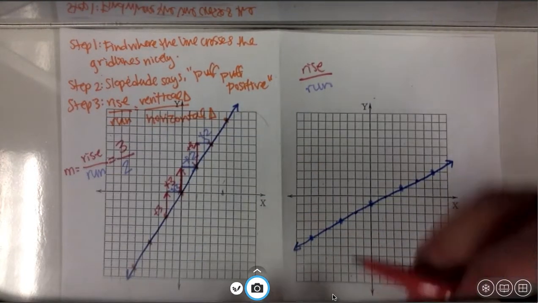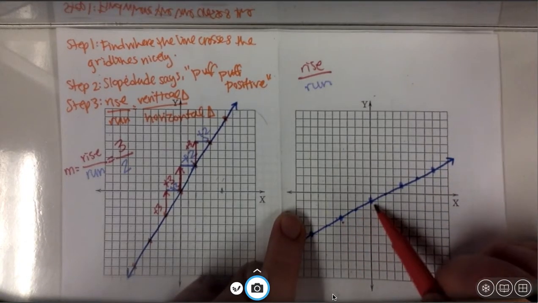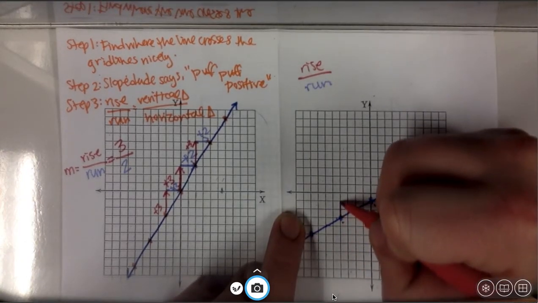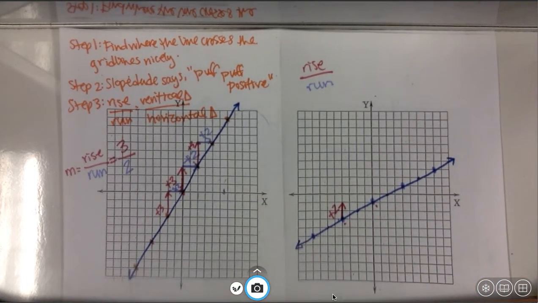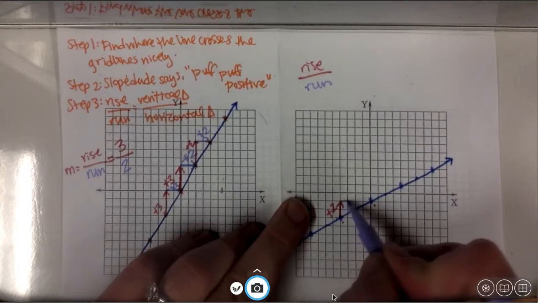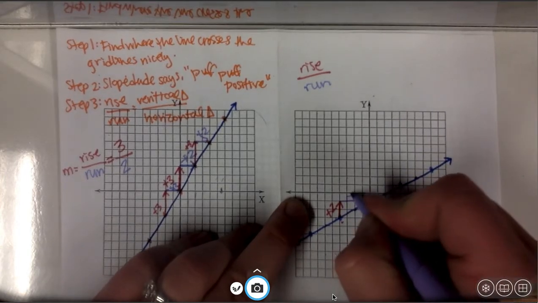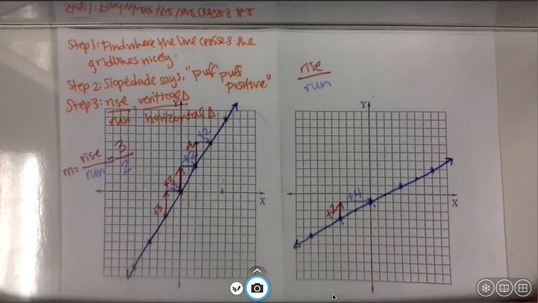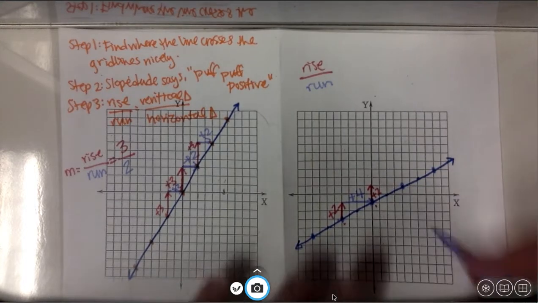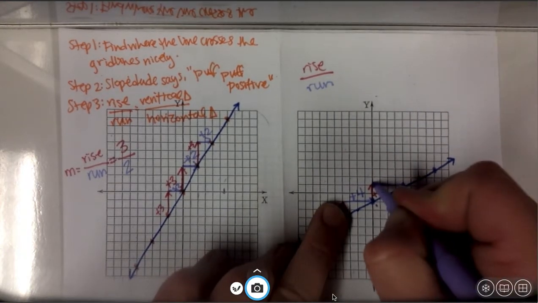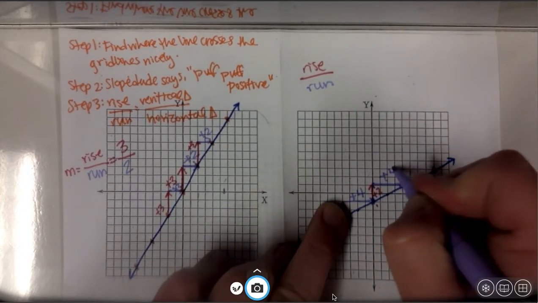So let's look at how much I am increasing from one point to the next vertically. It looks like I need to increase 2 units vertically, and horizontally I'm going over 4. 2 over 4. I can increase vertically 2 units, and I'm increasing horizontally 4 units.